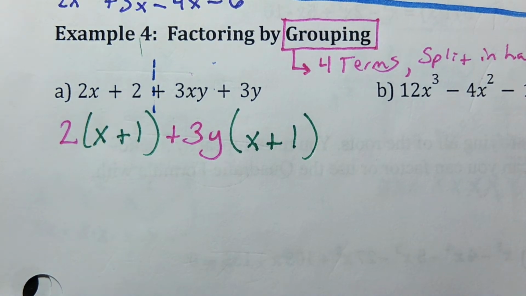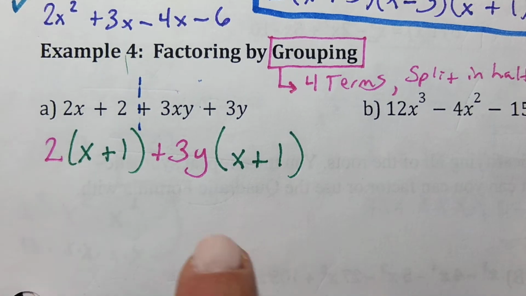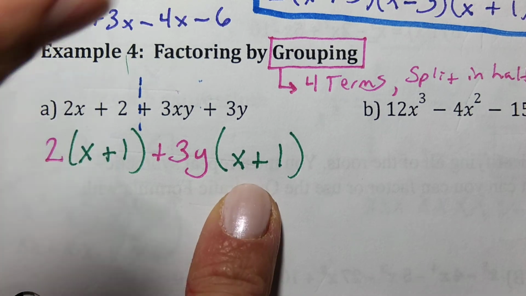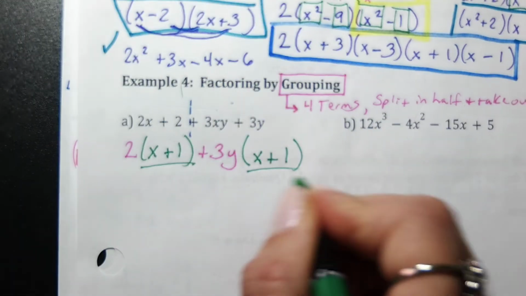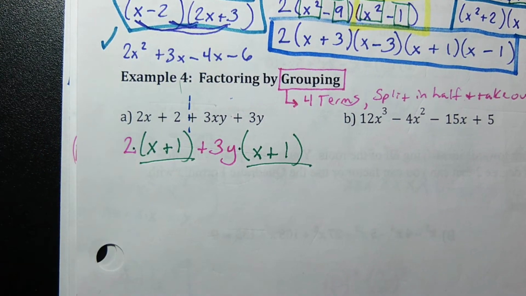So we take out a GCF from both groups. And now we have an expression with 2 parts that are the same. Folks, what we're essentially going to do next is take out that x plus 1 as a GCF from both of those terms.